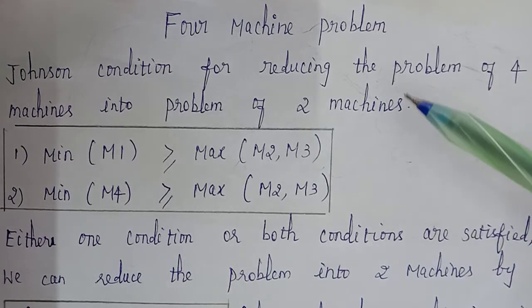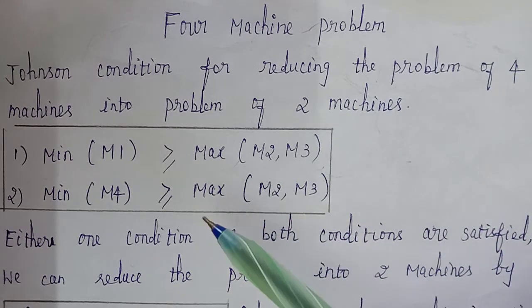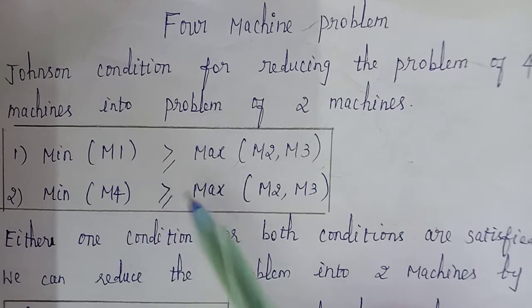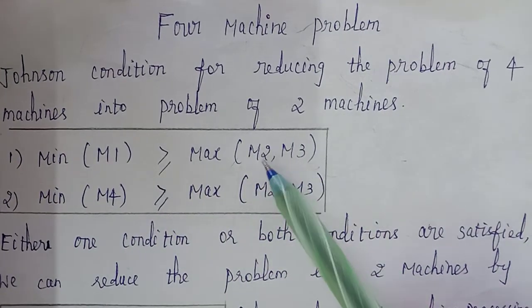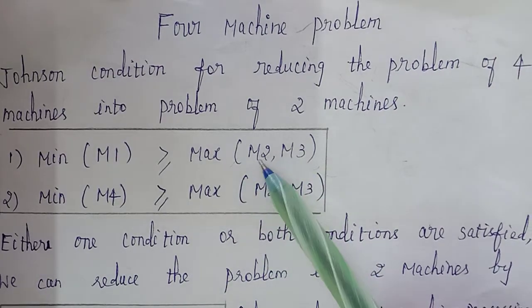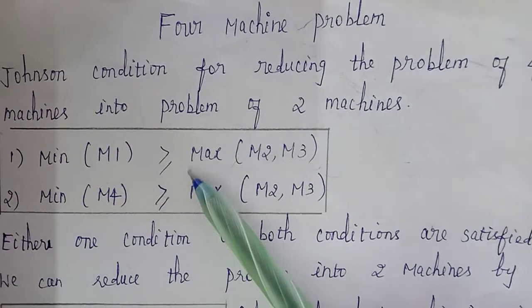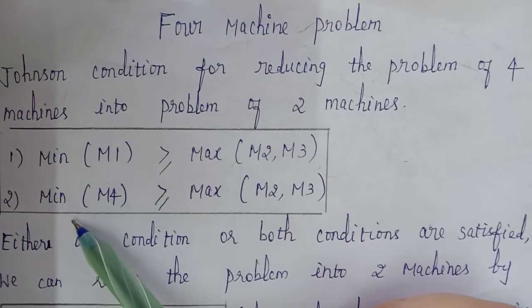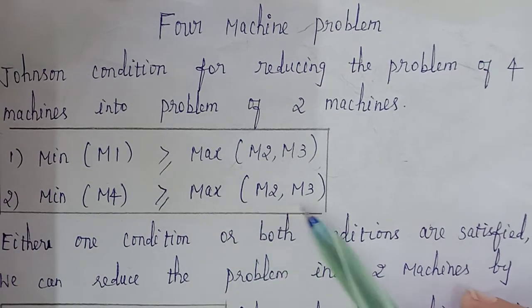So formation problem. Johnson's condition for reducing the problem of four machines into two machines is minimum of M1 is greater than or equal to maximum of M2, M3. You have to take both the machines M2, M3 and find the maximum of M2, M3. That should be minimum of M1 should be greater than or equal to maximum of M2, M3. Second condition is minimum of M4 is greater than or equal to maximum of M2, M3.